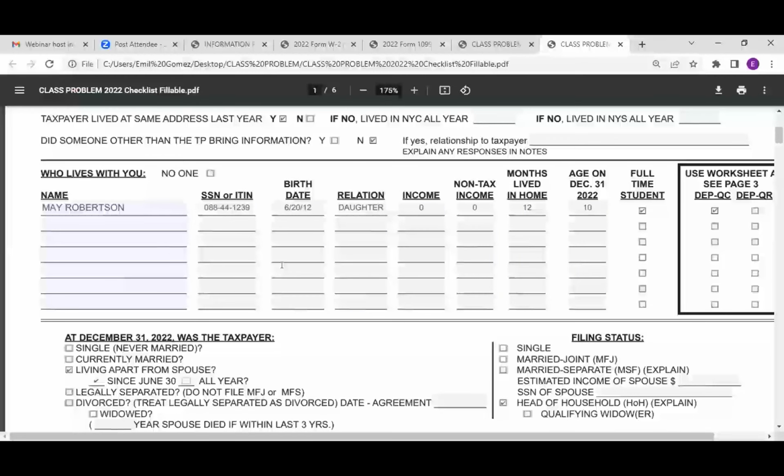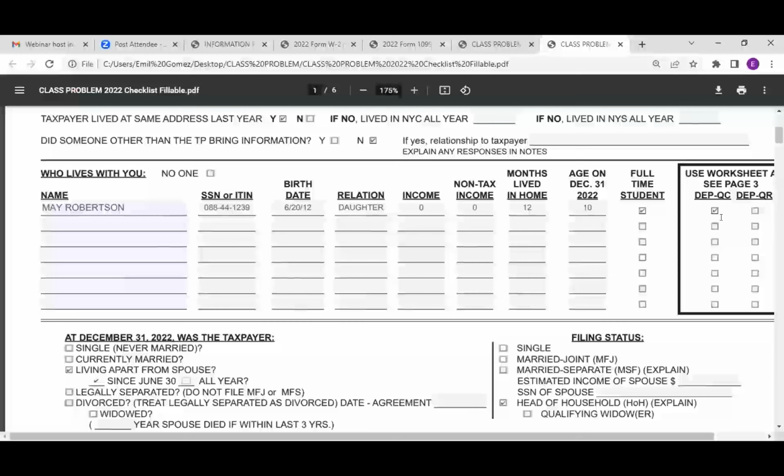Well, her daughter May. Here's some information on May. That's her social security number. That is her date of birth. She is April's daughter. May, in this case, has no income. She lived with the taxpayer, in this case, for the whole year. As of the end of 2022, May is 10 years old. She goes to school. And in this case, she is a qualifying child of April.